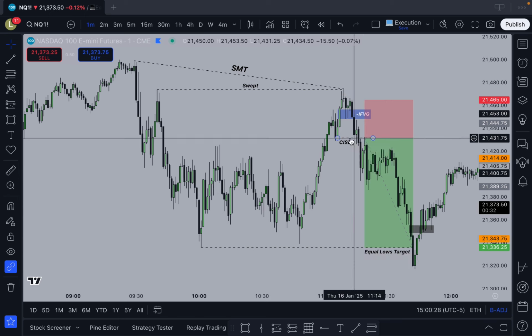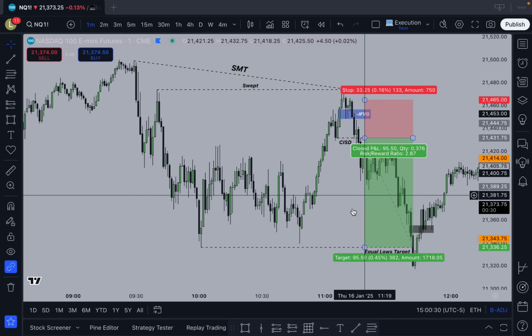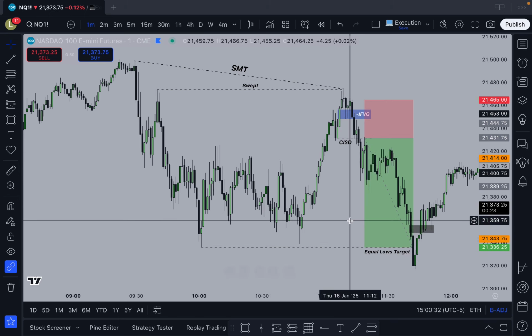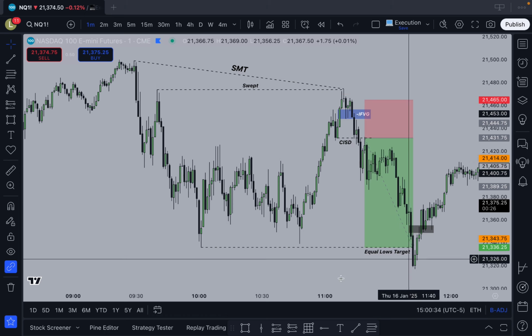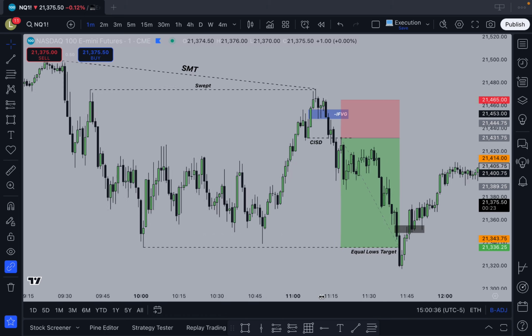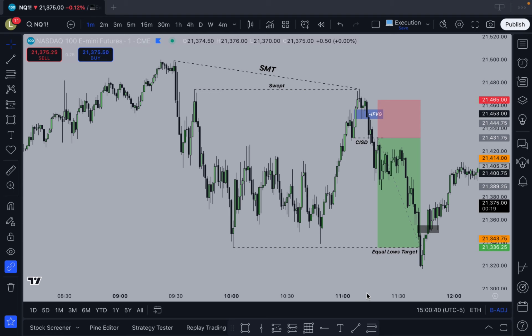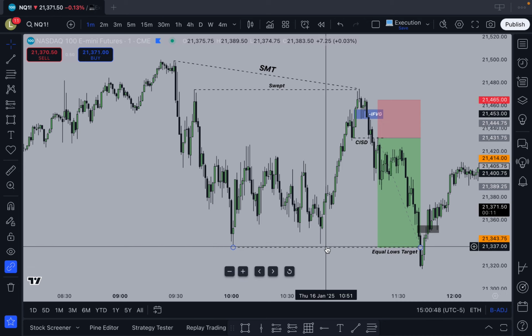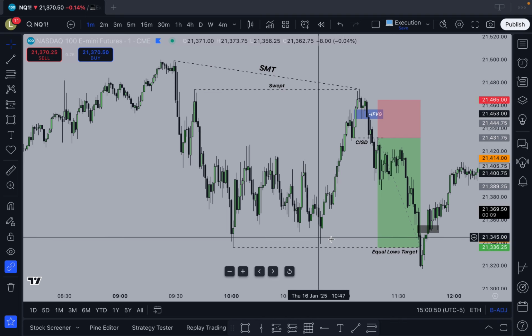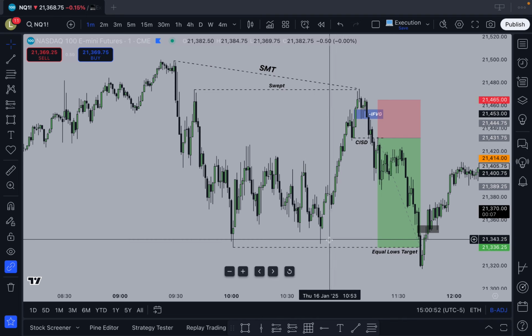So I entered off the order block and targeted these equal lows, and as you can see, we just rip down and smash TP. Very good setup today. In fact, it was a really good setup. Literally every confluence that we need. We even got equal lows as a target, which to me, equal lows is just like an extra confluence.